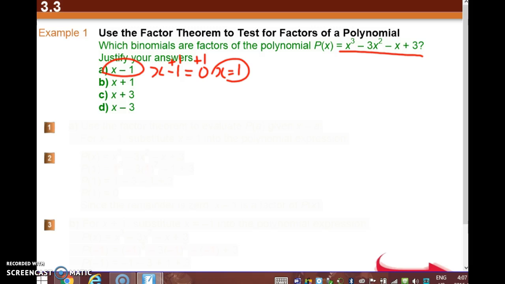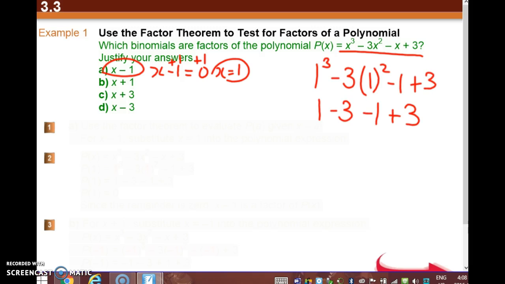So if I take 1 and I put it into my equation, I have 1 cubed minus 3 times 1 squared minus 1 plus 3. 1 cubed is 1. 1 squared is 1 times minus 3 is minus 3. Minus 1 plus 3. 1 and minus 1 give you a 0. Minus 3 and plus 3 give you 0. So you end up with 0. So this one would be a factor.